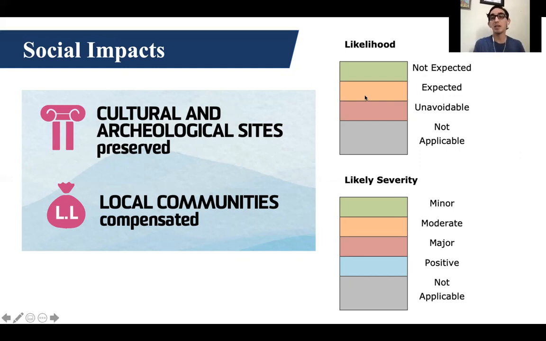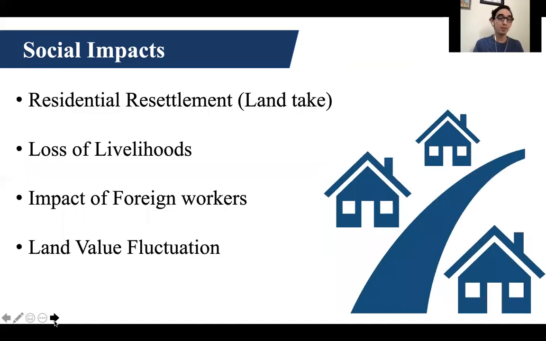Something else that is really interesting is how each of the impacts has a likelihood and a likelihood severity scale, and they have been established, one of the values that you can see for each of the impacts related to the project. The social impacts were classified in 4 different categories, including residential resettlement or land take, loss of livelihoods, impacts of foreign workers, and land value fluctuation.